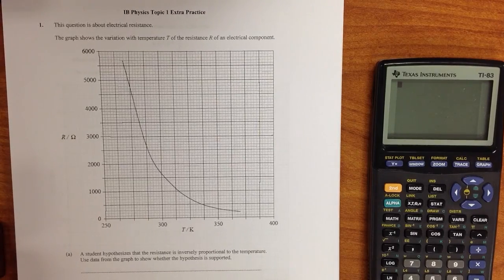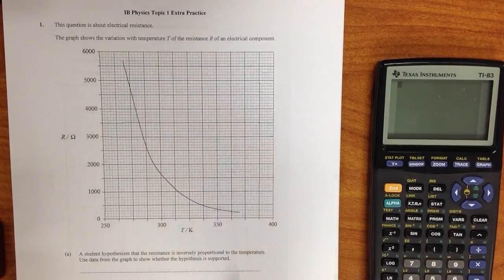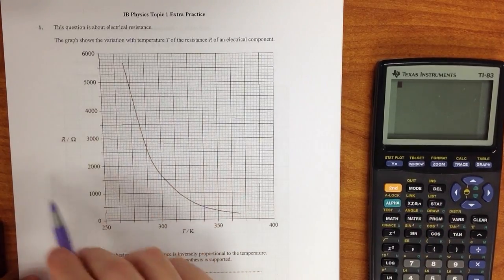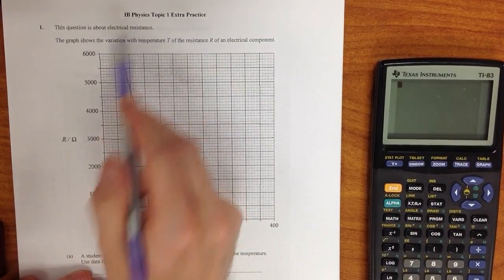Welcome to this video. We are going to solve some problems on data analysis from Topic 1 in IB Physics SL. This is the new curriculum, the one where the first test will be in 2016. That's next year for those watching the video this year, which is 2015. Okay, question about electrical resistance, but that won't actually matter.